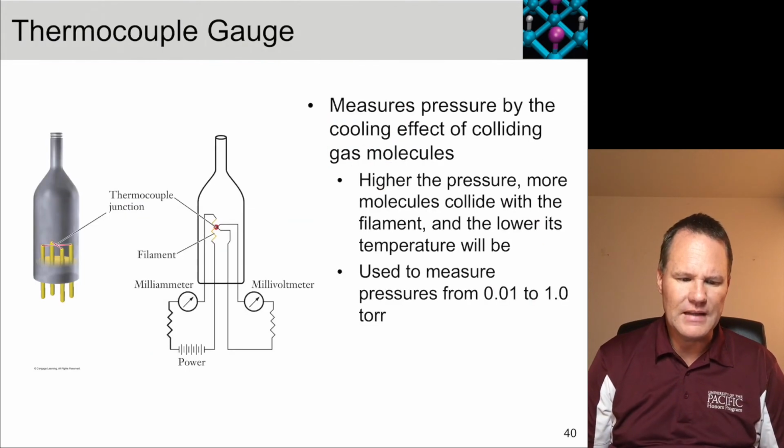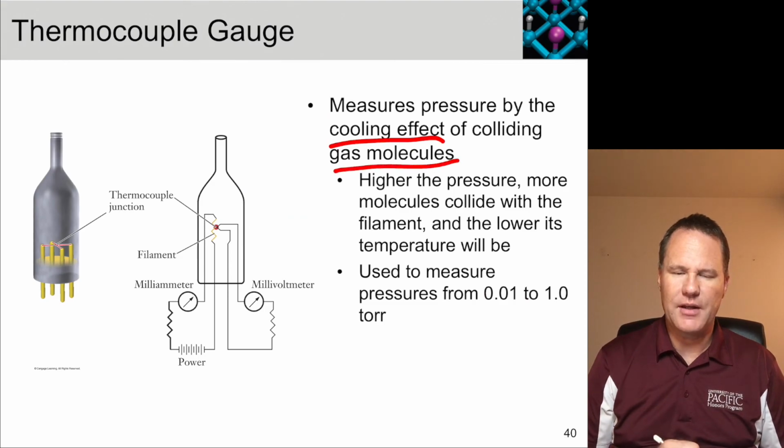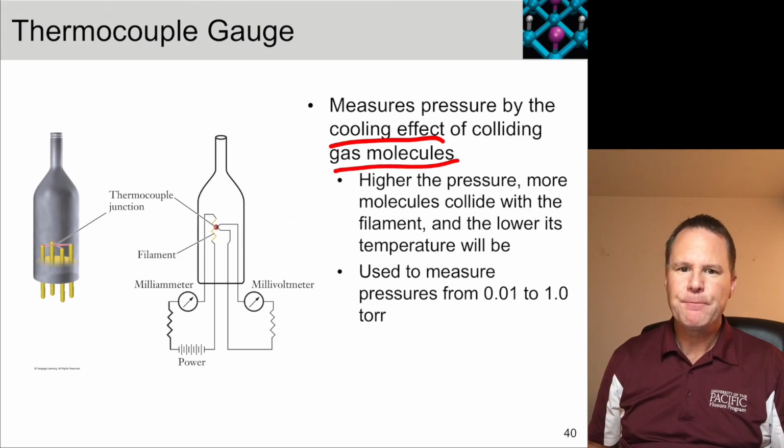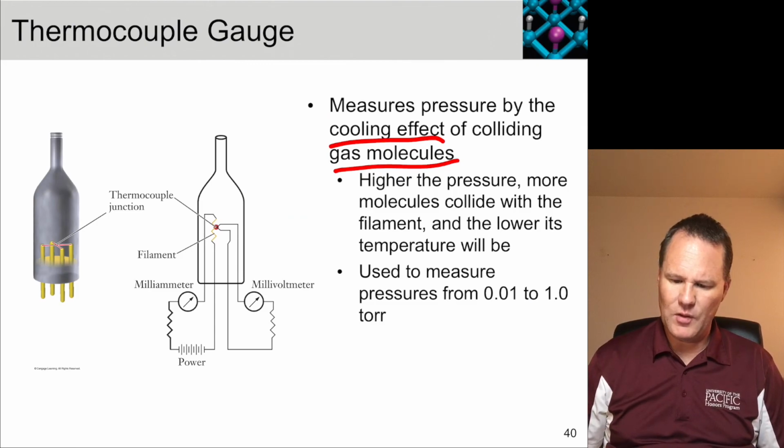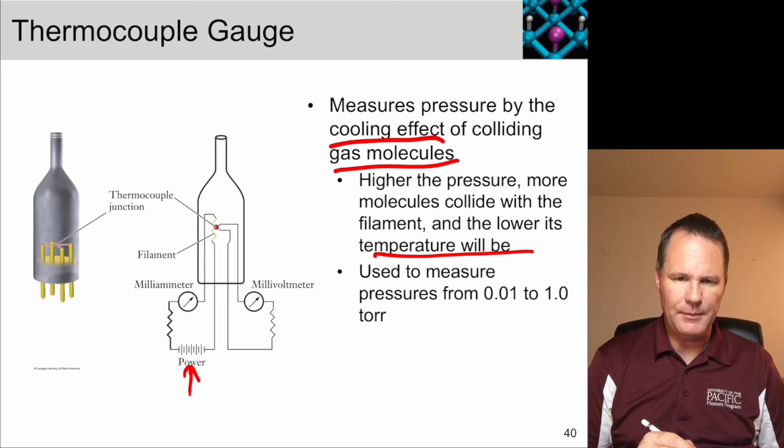Okay. Now that was the barometron. Now a thermocouple gauge measures the pressure by the cooling effect of the colliding gas molecules. The more gas molecules you have, depending on the gas molecule, of course, the more heat will be transferred away from the heated filament, and the lower the temperature will be. So you put a certain amount of power on the filament, and the temperature will be determined partly by how much gas is there to take that heat away.